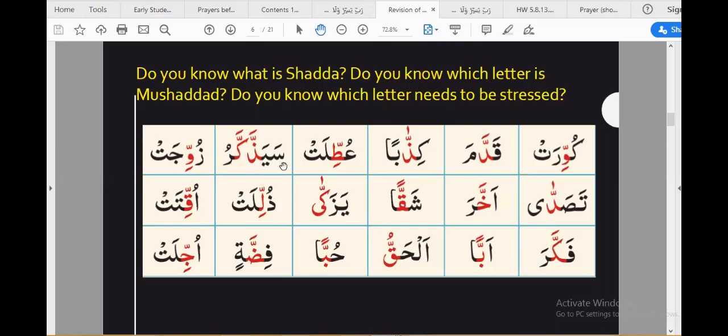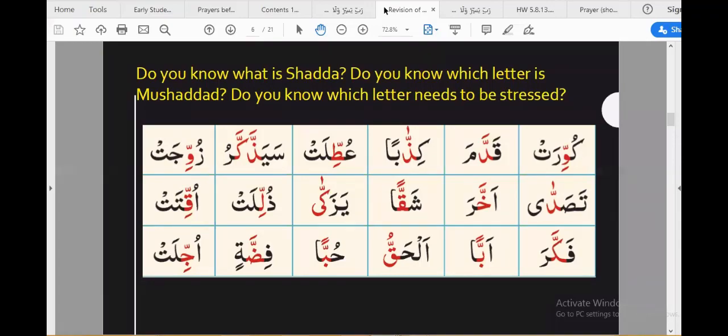Sayazakkaru. Perfect. Excellent. Really nicely read. And the last one? Zuwijat. Perfect. Excellent. Well done. That was really nicely read.